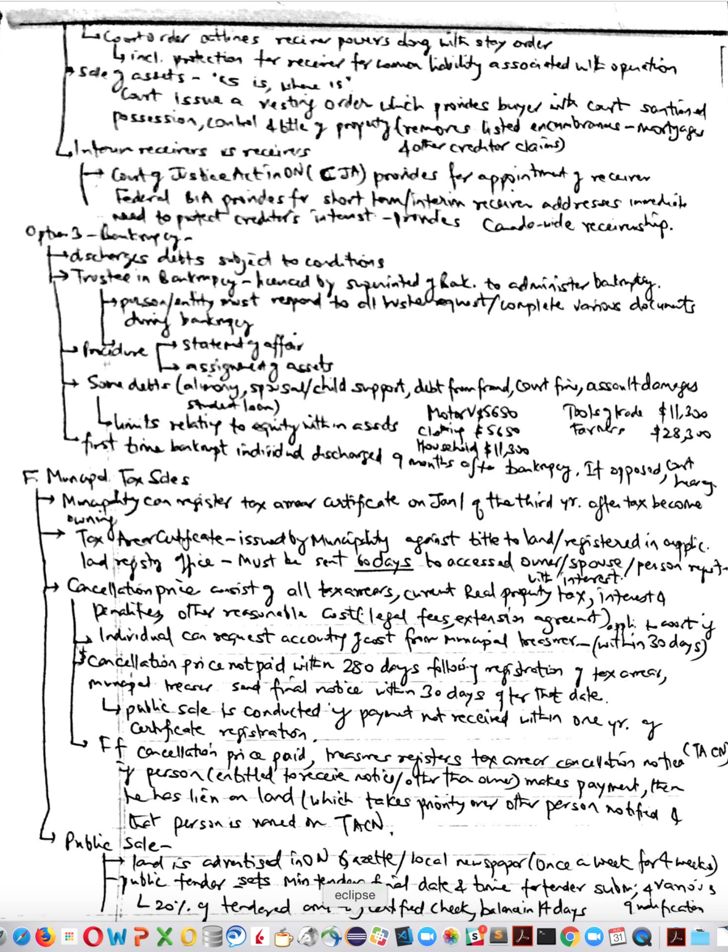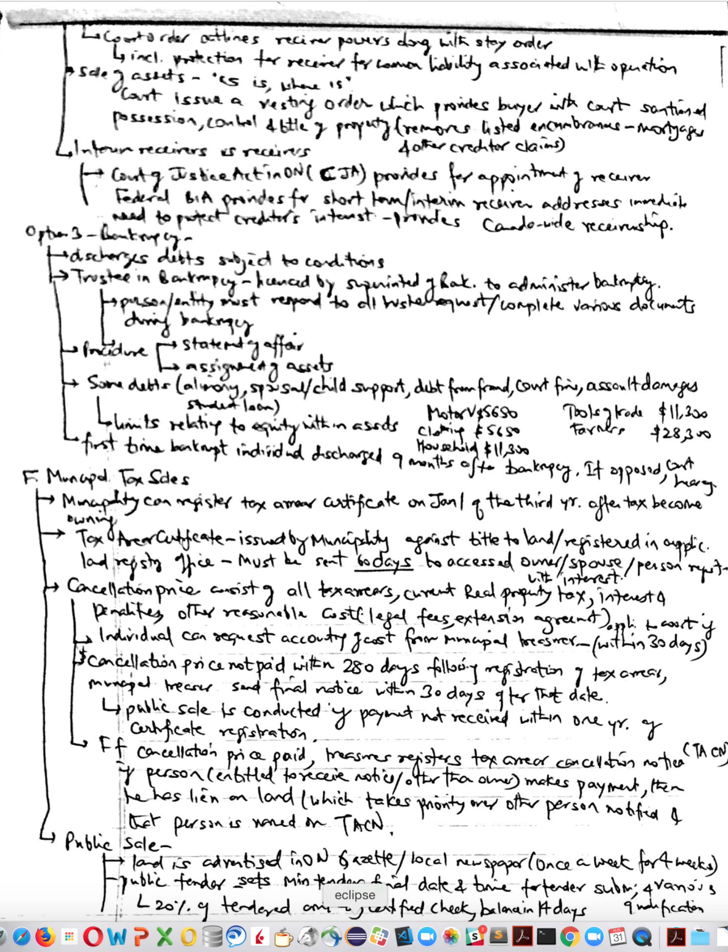Provincial legislation sets out property exempt from seizure in a bankruptcy. The court limits the amount of equity within the particular assets. For a motor vehicle it is $5,000, clothing is $5,000, household goods $11,300, tools of the trade $11,000, and farmers $20,300. So motor vehicle and clothing $5,000, household goods and tools of trade $11,300, and farmers $20,300. First-time bankrupt individuals are typically discharged 9 months after bankruptcy unless opposed by the creditor, trustee, or Superintendent of Bankruptcy.